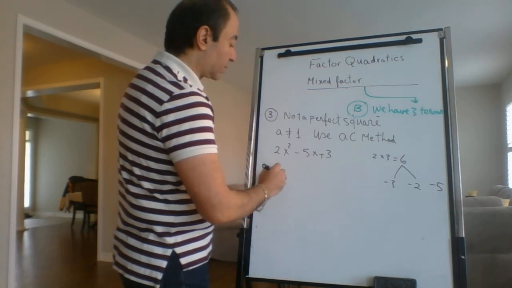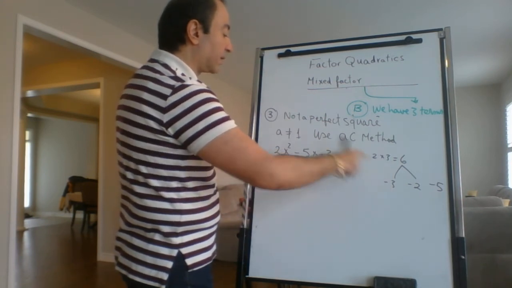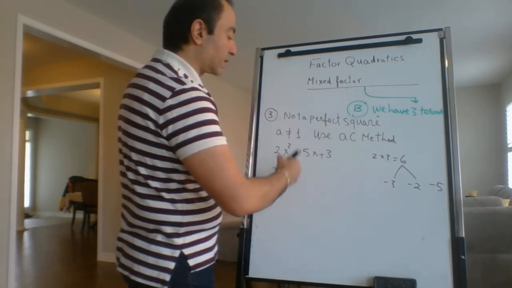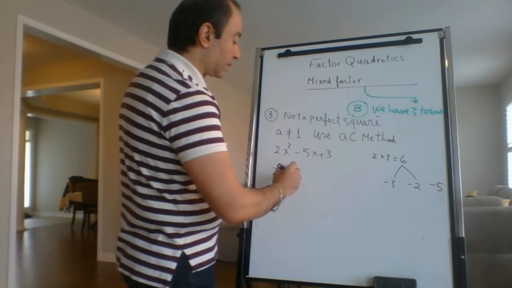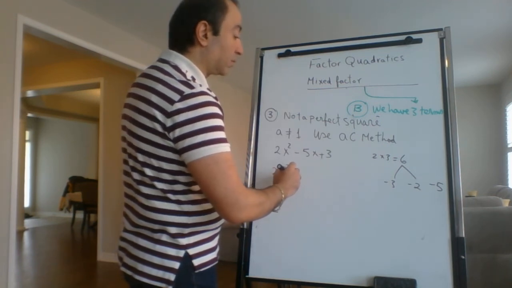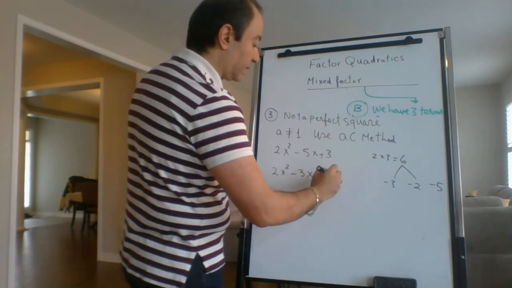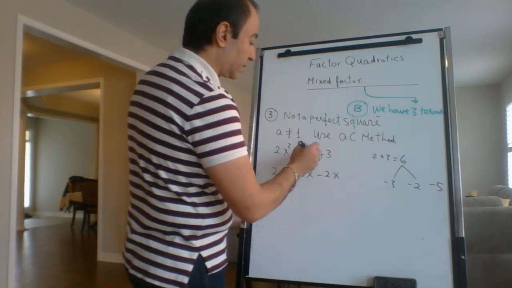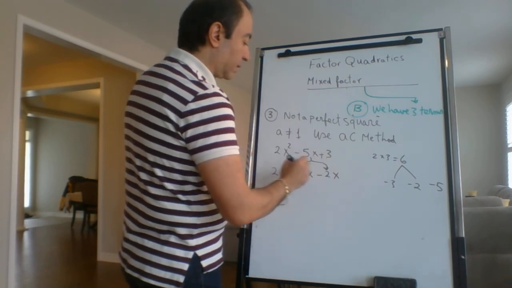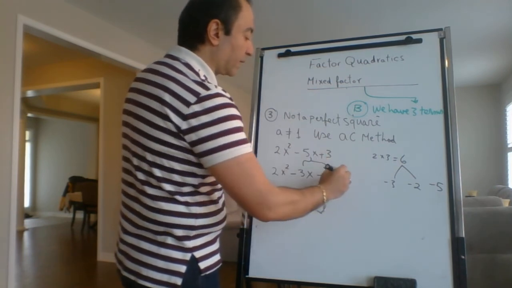Alright, so 2x squared. It doesn't matter if I write negative 3x first or negative 2x. It is not going to make a difference. So whatever you prefer, I will write negative 3x first. Minus 2x. These add up to negative 5x, plus 3.